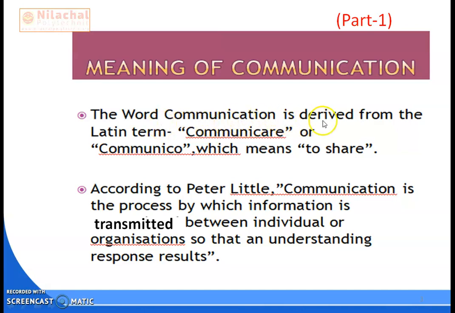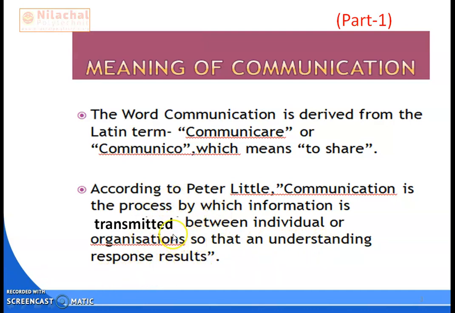The word communication is derived from the Latin term communicare or communico, which means to share. To share our feelings, ideas, and thoughts with another person. Here is the definition given by Peter Little, a complete definition of communication. Communication is the process by which information is transmitted between individuals or organizations so that an understanding response results.